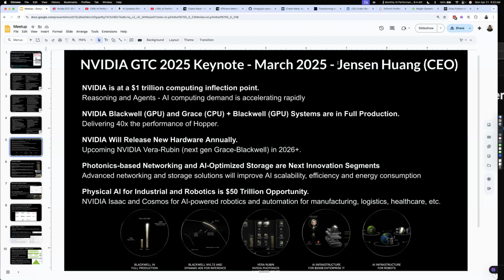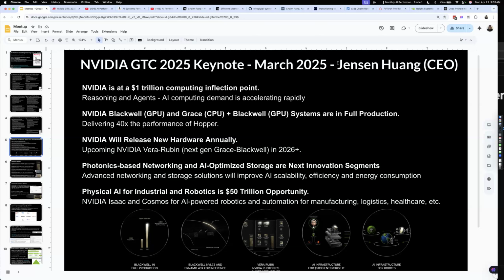So Grace is the CPU, Blackwell is the GPU, Vera is the CPU for 2026 and beyond, and then Rubin is going to be the successor to the Blackwell GPU. And then obviously combining these into what they're calling super chips, by the way, this combination of CPU and GPU on the same silicon.